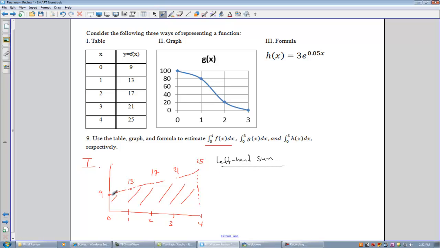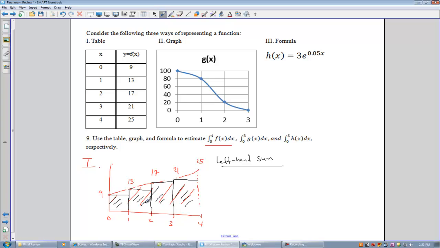All right, and the way this works is use the left endpoint and go to the next. So there's one rectangle, there's two rectangles, right? Then there's three rectangles, and then here we have 4 rectangles.